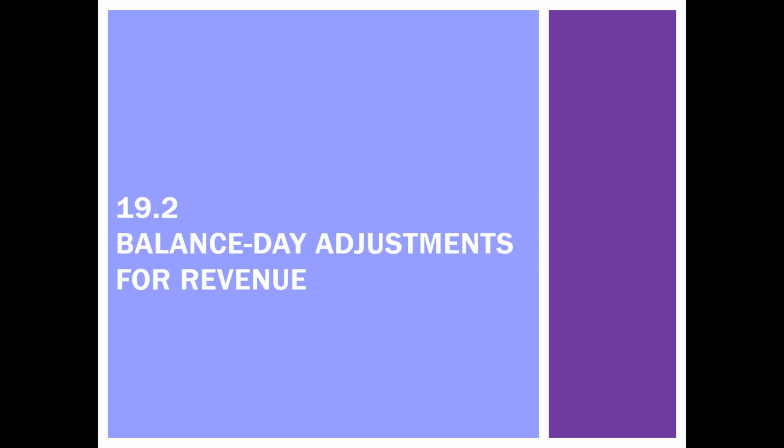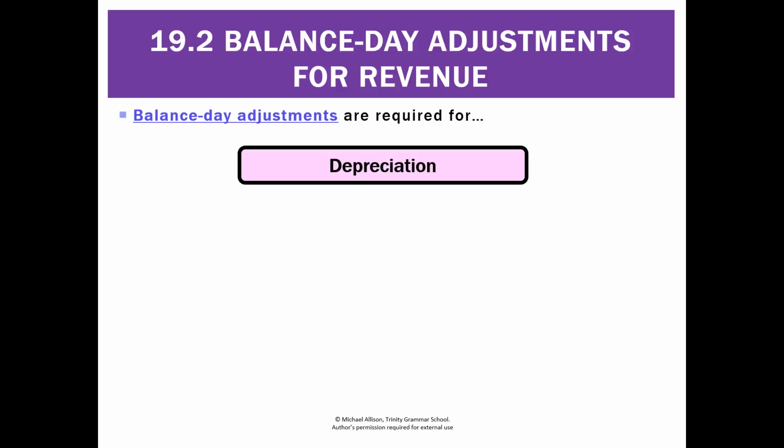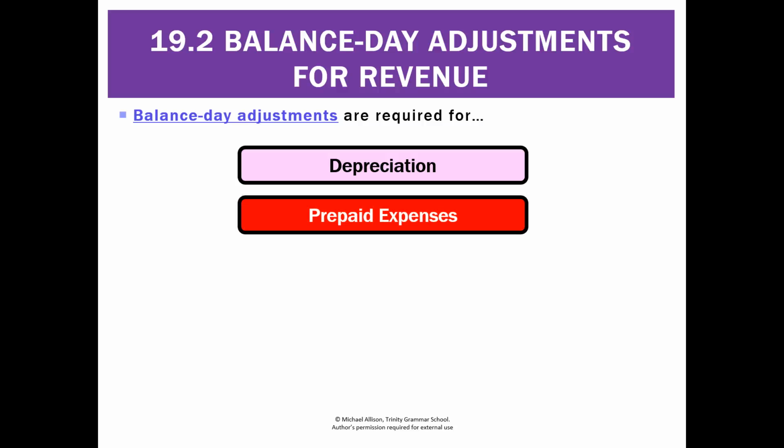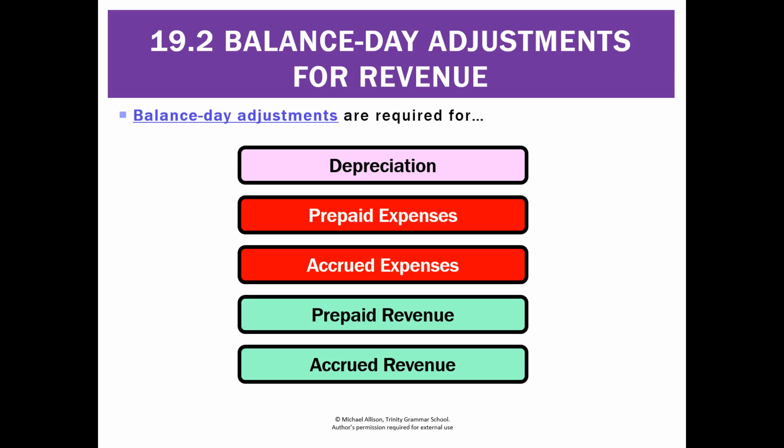We're going to look at some balance day adjustments for revenue. At the moment we know that balance day adjustments are required for depreciation, prepaid expenses and accrued expenses. We're going to add in two more. We've got a prepaid revenue and an accrued revenue. The top three we covered in Unit 3, so let's have a look at the next two.